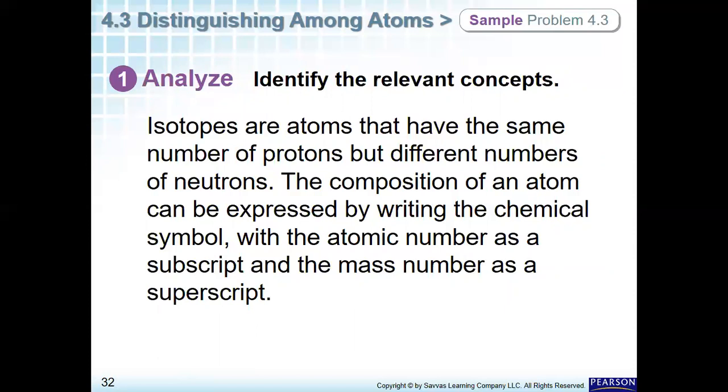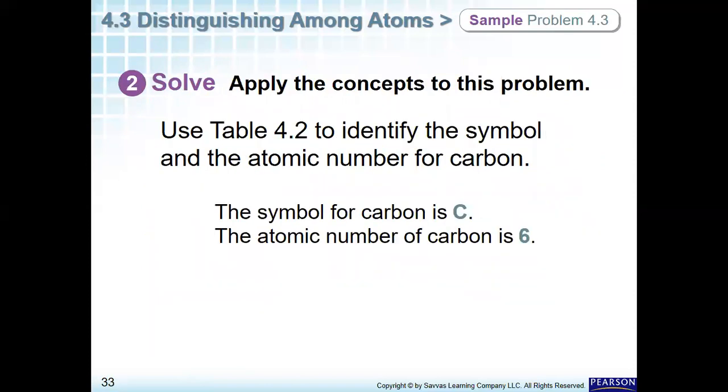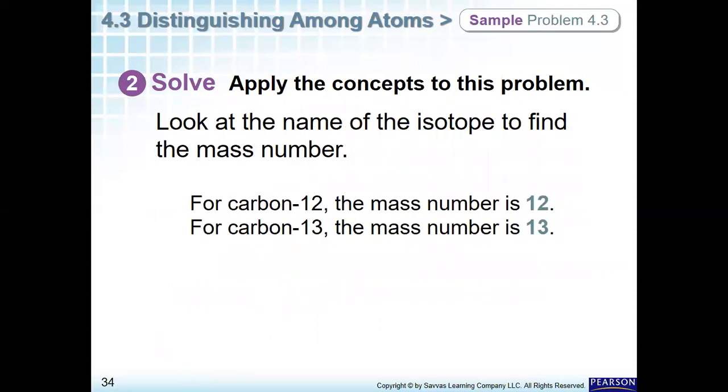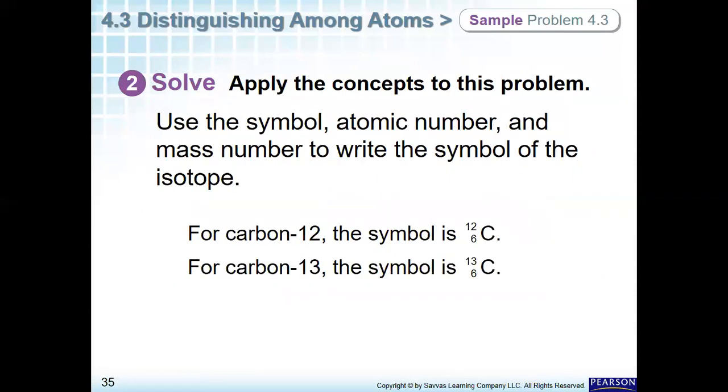Identify relevant concepts here. Isotopes are atoms that have the same number of protons but different numbers of neutrons. The composition of an atom can be expressed by writing chemical symbols with the atomic number and the mass number too. So here you can see, guys, that carbon has an atomic number of 6, and the mass number might be 12 or 13. If I want to write the symbol, it will be C for carbon, 6 for the atomic number, and 12 for the mass number. The other isotope will have the same atomic number, because they are the same element and have the same chemical properties, but the difference here will be in the mass number, according to the number of neutrons.